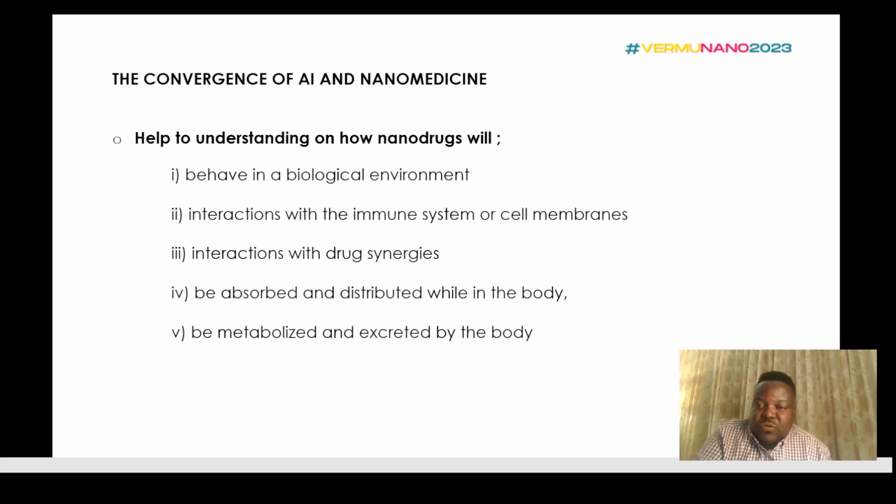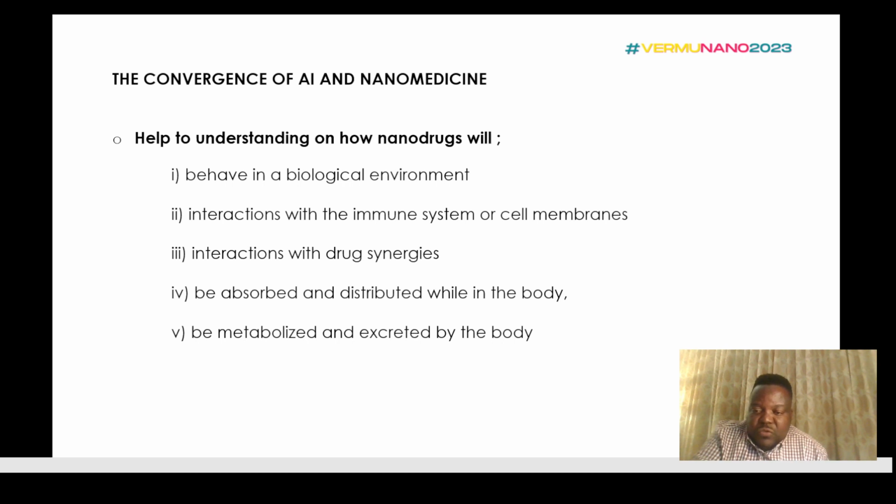And then AI can also, in terms of nanodrugs or pharmaceutical research, help us understand how nanodrugs will behave in a biological environment. So before even embarking on testing in humans or animals, you already know how the nanoparticles will behave, whether they will be toxic or whether they will increase efficacy, drug delivery efficacy, because AI will do this in a simulated environment. It can also help us understand the interaction with the immune system and cell membranes, and also the interaction with other drugs, synergies, which means combinations of drugs.